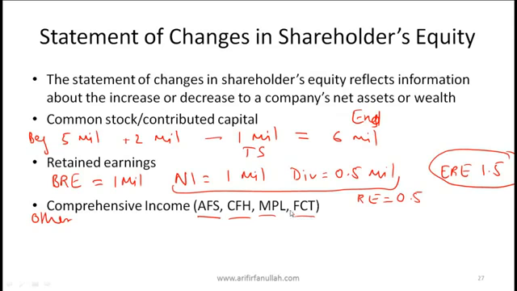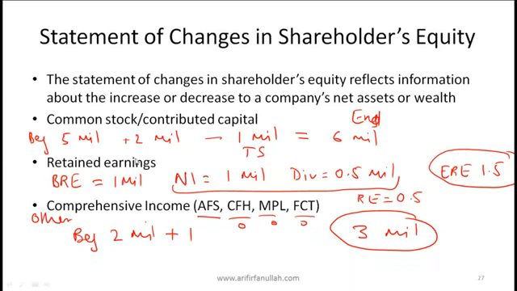So with other comprehensive income, say your beginning balance was 2 million, and then you look at the impact from each of these 4 categories. Let's say that from AFS you had other comprehensive income going up by 1 million, and let's say that for now there is no impact from these 3 other categories, then your ending comprehensive income would be 3 million. So these 3 items, the common stock, retained earnings, and other comprehensive income, these are what impact the shareholder equity.